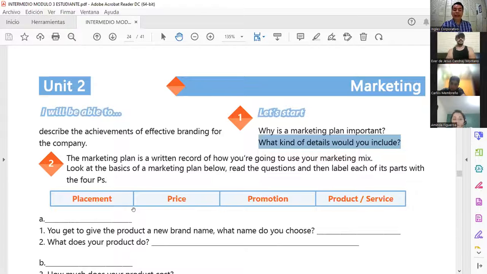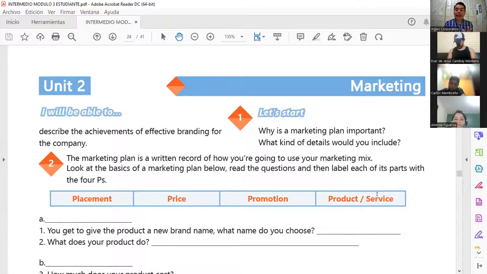Okay, talking about this, the marketing plan is a written record of how you're going to use your marketing mix. And what is the marketing mix? The marketing mix is a combination of placement, or place, price, promotion, product, or the service, right? In this case, for example, in Inglés Corporativo, we don't have a product, we have a service, right? So the combination of this marketing mix is making your plan. And you're going to keep a record.